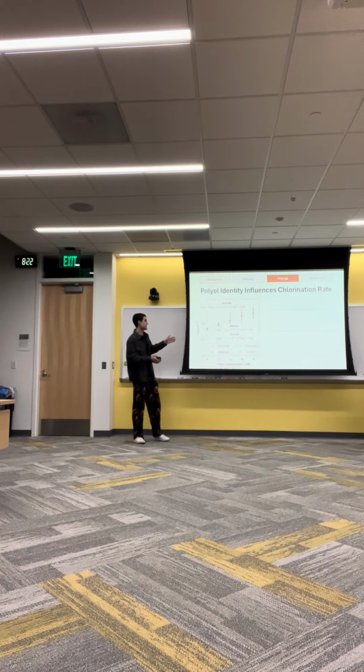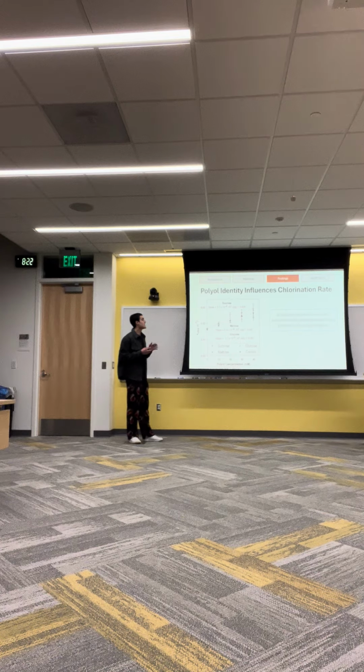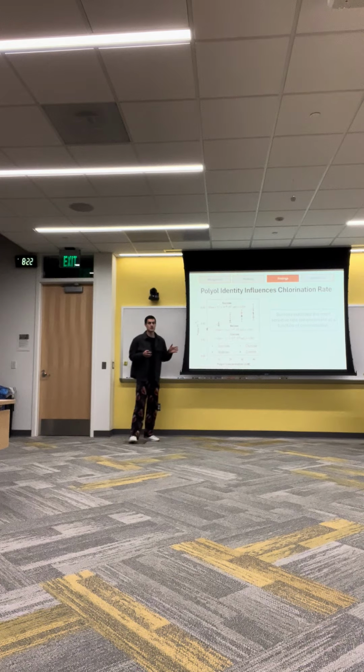I also forgot to mention that this is of the chlorination of ethyl paraben. But as I was saying, sucrose was the most sensitive to this rate enhancement. It caused the greatest rate enhancement for the chlorination of ethyl paraben. So it was used for most future experiments.